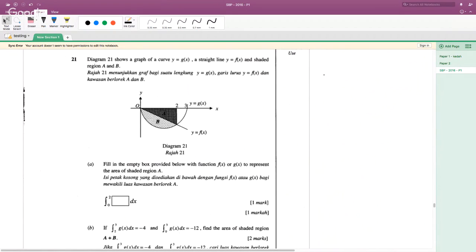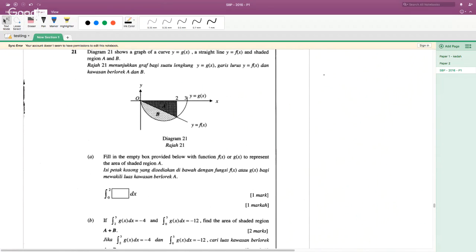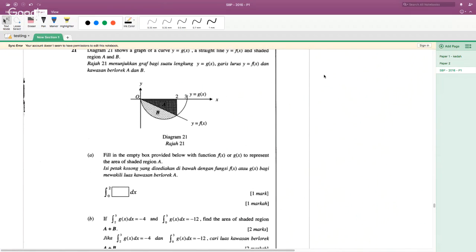Okay, diagram 21 shows a graph of the curve f(x) and the shaded regions A and B. Fill the empty box provided below with the functions f(x) and g(x) to represent the area of shaded region A. In order to find the shaded region A here, basically you just need to integrate f(x) from 0 to 2. That's all.